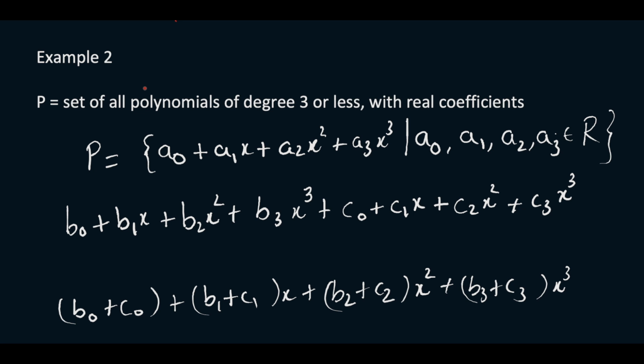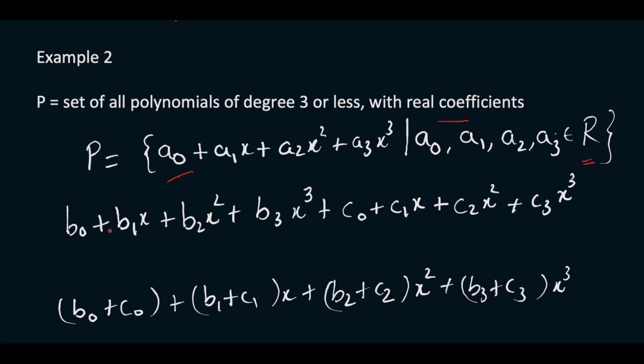Let us take another example. This time we are taking P as the set of all polynomials of degree 3 or less with real coefficients. Now you can see how this is a vector space. You are given a0, a1, a2 and a3 as the coefficients of 1, x, x square and x cube. Now if you can replace these a0, a1, a2, a3 with some other numbers and their combinations are also real numbers, then it will be a vector space.